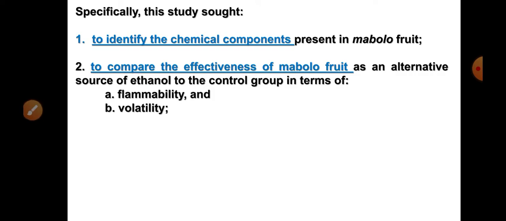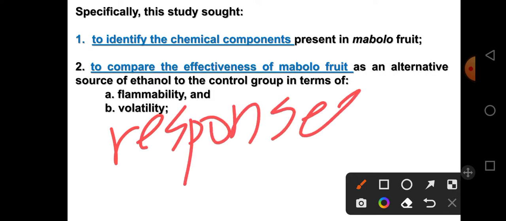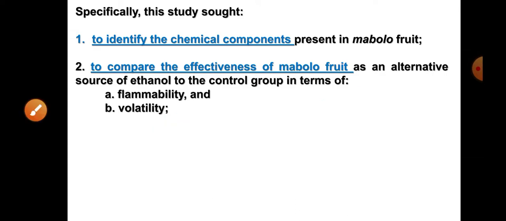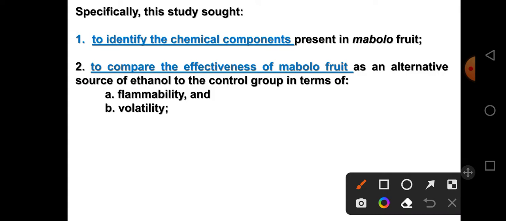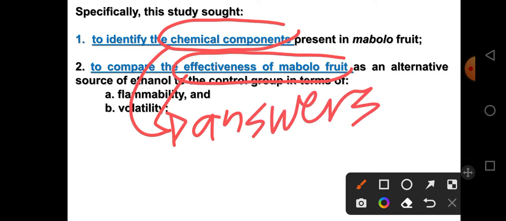So class, let us try to analyze the highlighted phrases. We have to identify the chemical components and we have to compare the effectiveness of mabol fruit. So class, if you were to be asked, is it possible that you can give such responses to these questions regarding the specific variable? Analyze that we have here specific variables. So what are those? We have chemical components and we have effectiveness of mabol fruit. Can we give such answers so that we can describe these specific variables?